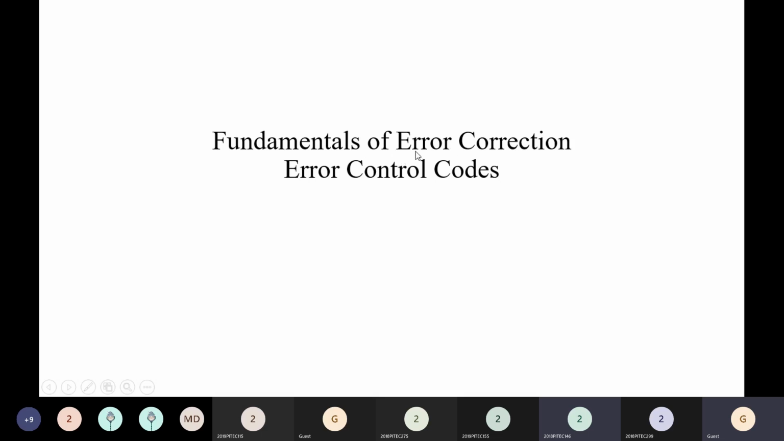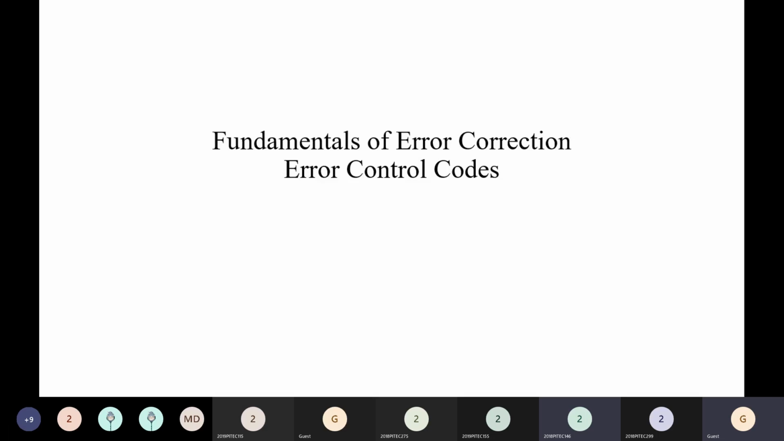Error correction, in the sense, is this: when you transmit a binary 1 or 0 into a channel, there is a possibility that due to the presence of the channel conditions, inter-symbol interference, and the noise situation in the channel, a binary 1 gets changed into a binary 0 or a binary 0 gets changed into 1. So we need to detect errors.